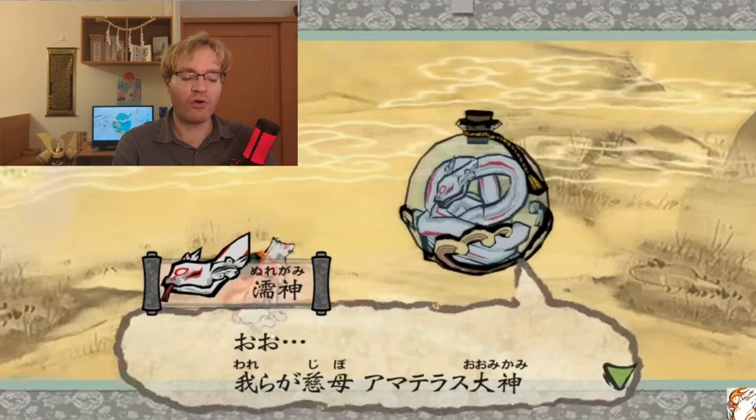So, oh, our compassionate mother, great goddess, heaven shining, because that's the thing in classical Japanese mythology, Amaterasu, the sun goddess, is indeed a goddess and not a god. So, moving on.